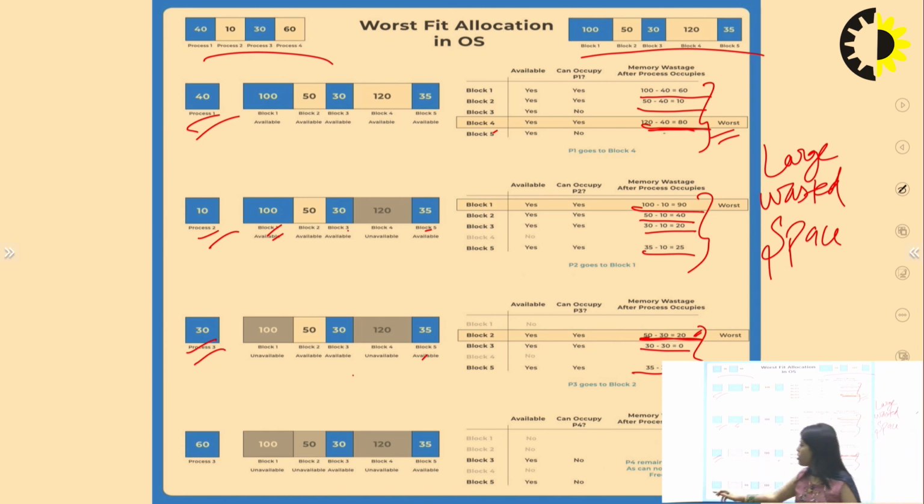After that, the next process is of size 60 KB. Block 1 is unavailable, block 2 is unavailable, block 3 cannot be occupied because the process size is greater than the block size, and block 4 is unavailable, and block 5 of size 35 is available, but it is not occupied because our process size is greater than the block size. So the process 60 remains unallocated and cannot fit into any of the blocks.